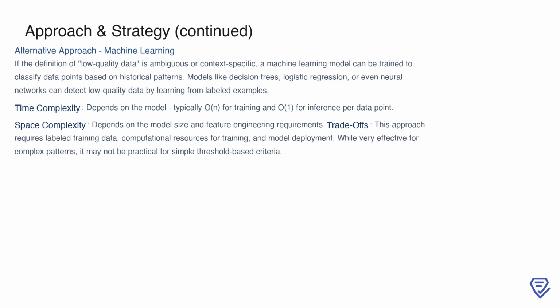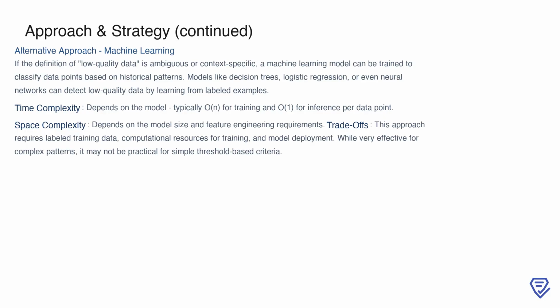An alternative approach involves leveraging machine learning for scenarios where the definition of low-quality data is unclear or highly context-specific. Here, we can train a model, such as a decision tree, logistic regression, or even a neural network, to classify data points based on labeled examples. The key advantage of this method is its ability to handle complex and nuanced patterns that may be difficult to define with hard-coded rules. For instance, a model can learn from historical data to identify subtle indicators of low quality.